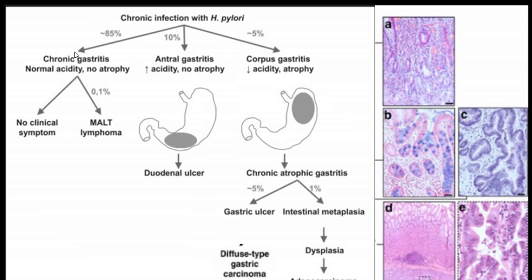Chronic infection, 85% of the time chronic gastritis, no clinical symptoms, that is asymptomatic. In only 0.1% there will be mild lymphoma. 10% of the people will develop antral gastritis, increased acid production, no atrophy, so they will be more prone to duodenal ulcer. While corpus gastritis has decreased acidity, atrophy, and that chronic atrophic gastritis has a high chance of gastric ulcer, and there can be intestinal metaplasia, dysplasia, and adenocarcinoma, and sometimes even the diffuse variety of gastric carcinoma. And this will be the histopathology. I am not an expert in histopathology, sorry.